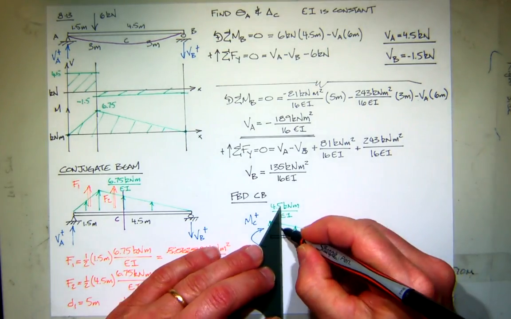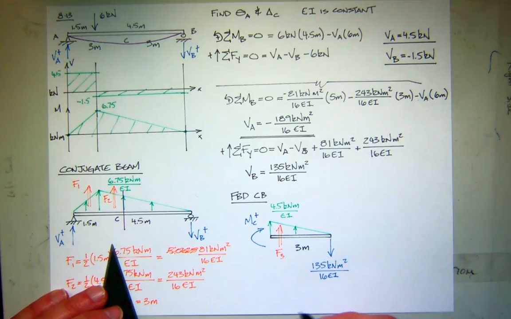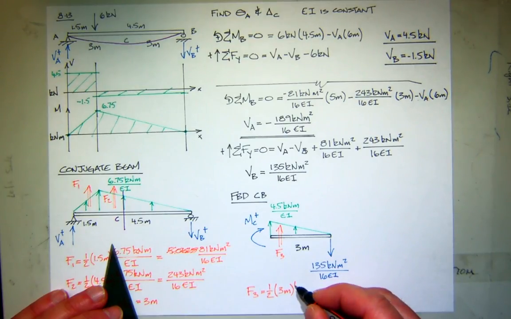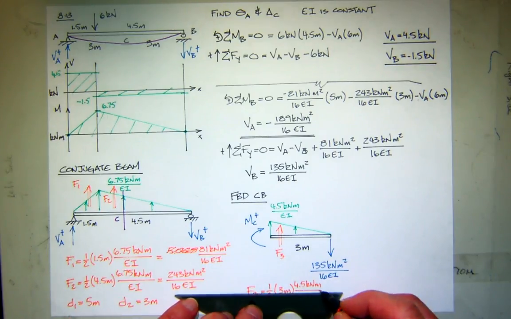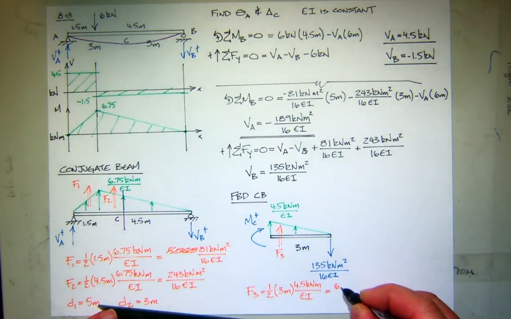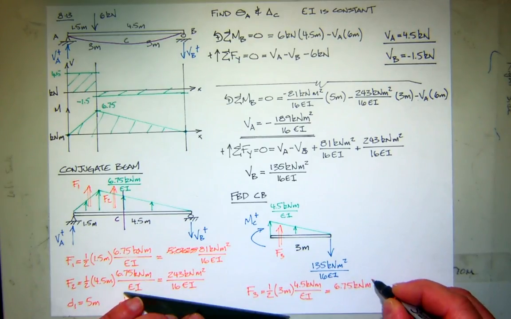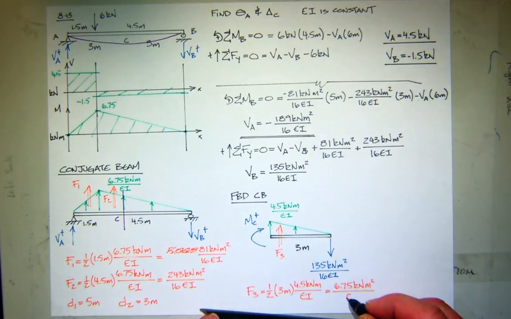And then I'm going to need the concentrated equivalent force here. I'll call that F3. So what is F3? Well, it's a triangle. So F3 will be 1/2 the base, which is 3 meters, times the height, which is 4.5 kilonewton meters divided by EI. Is that 6.75 again? So 6.75 kilonewton meters squared divided by EI.